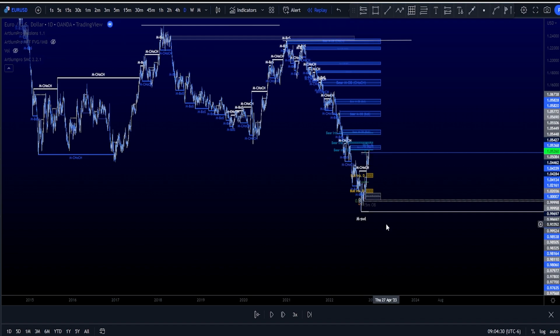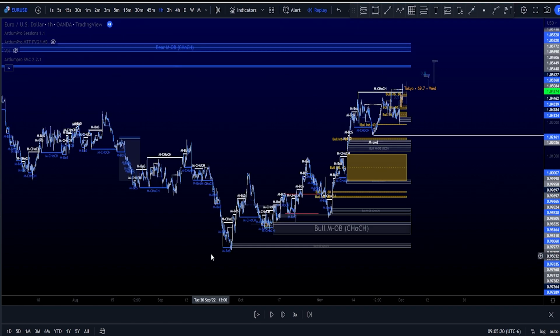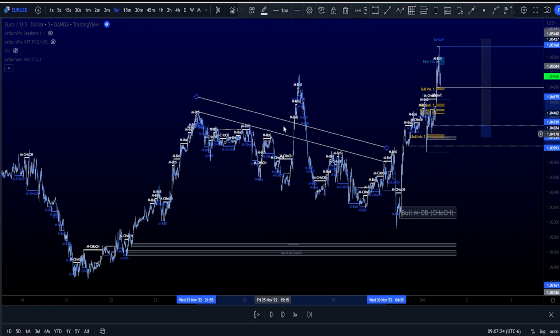Now, if it continues down and creates a new lower low, then we can re-look for buys after that next confirmation. So this is what the hour looks like. We created the low. We tapped in this order block a little bit here. We started making higher highs and higher lows, and we're moving upward.